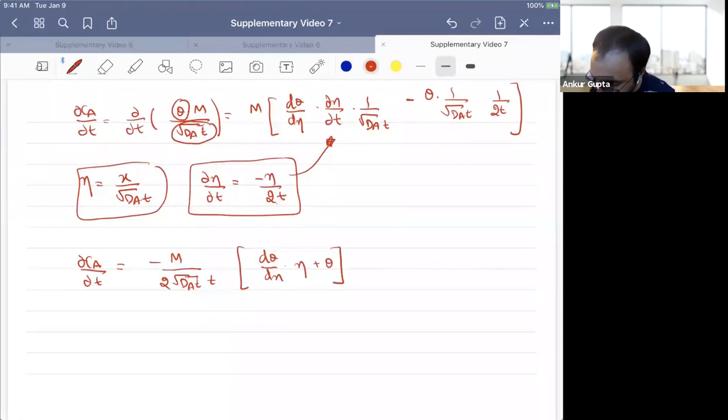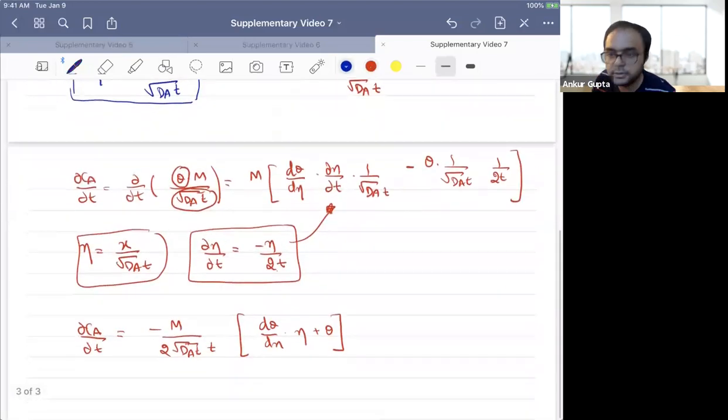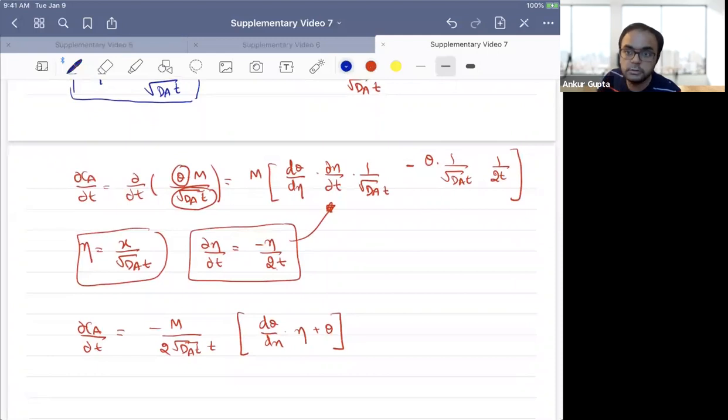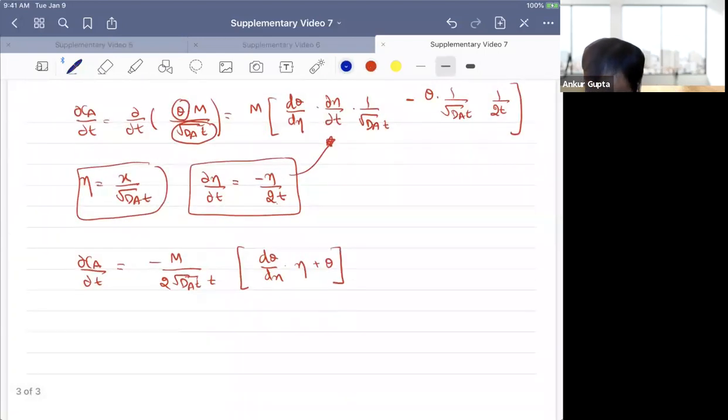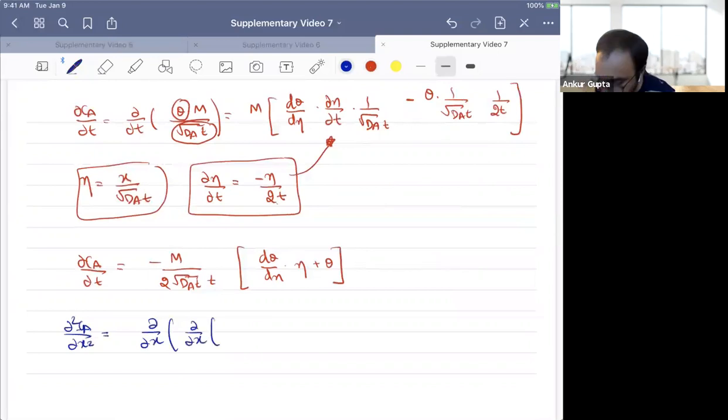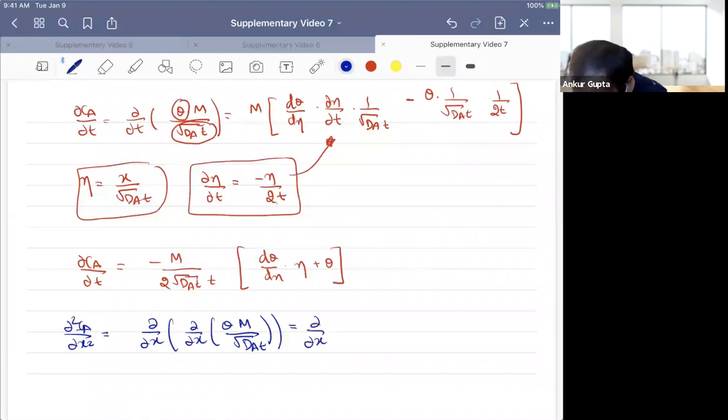Okay, now the second term is ∂²C_A/∂x². So please try this yourself. This may be slightly faster, but you should try this as just product rule and making sure all the terms are balanced. The second thing is ∂²C_A/∂x². So again, this is ∂/∂x of ∂/∂x of C_A, right? And C_A is nothing but θ times M/√(D_A t), right? Now t is not a function of x, so only θ is a function of x. So we can simply say this M/√(D_A t) comes out, and this becomes dθ/dη times ∂η/∂x, right?